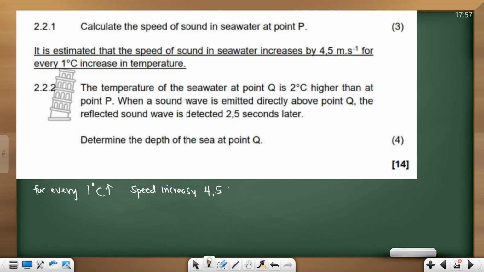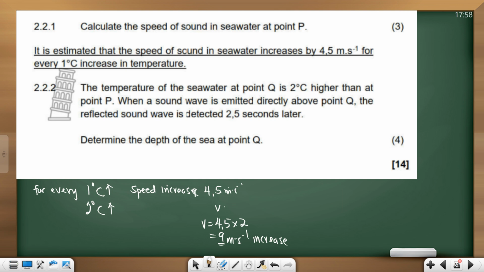Oh, it makes sense. So, if 1 degree speed increased by what? 4.5 meters per second. What about 2 degrees rise? It's going to be what? Okay, let's say we don't know speed. We cross multiply there. V would be what? 4.5 times 2, which is what? 9 meters per second increase in speed. Let me know if that makes sense to you, everybody. We're just interpreting. We're not yet even into the question. We're just interpreting as quickly as possible.